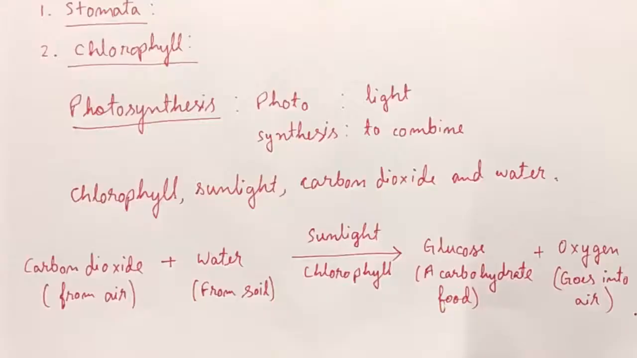After the plant has done photosynthesis, this glucose will be stored in the form of starch. So if a leaf has starch, then it indicates that the leaf, that is the plant, has done photosynthesis. If there is no starch, then it indicates that the plant doesn't do photosynthesis.